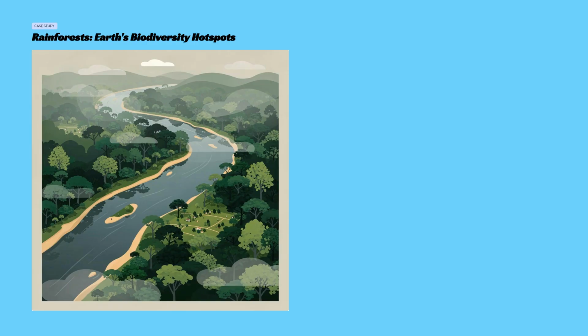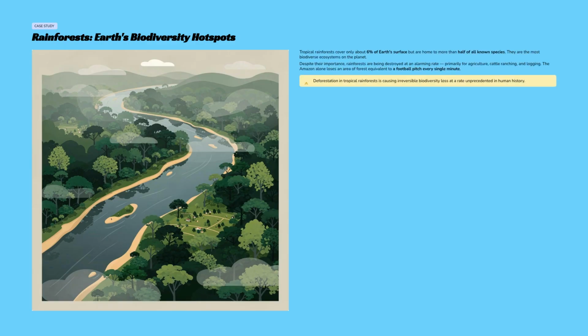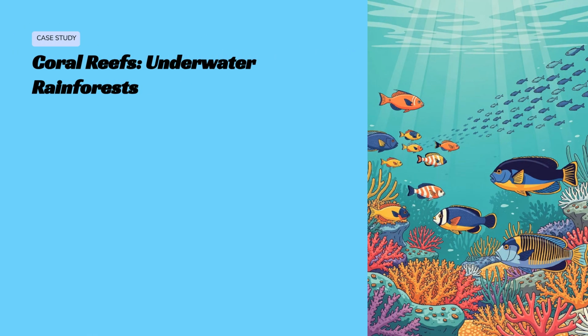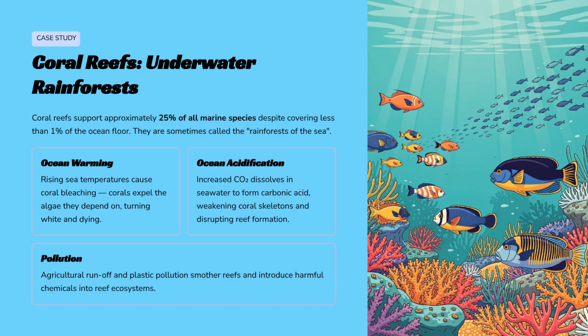Covering only 6% of the planet, they house over half of all known species. Unfortunately, they are being destroyed at an alarming rate for agriculture, logging, and development. Coral reefs are the rainforests of the sea. Despite their small size, they support a quarter of all marine life. They face severe threats from warming oceans, acidification, and pollution, which jeopardize these critical underwater ecosystems.